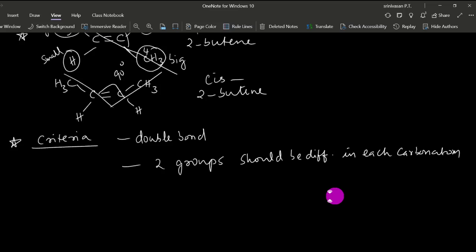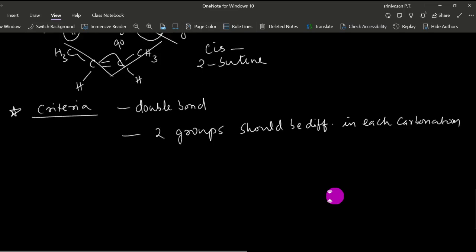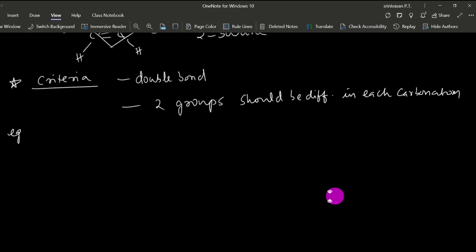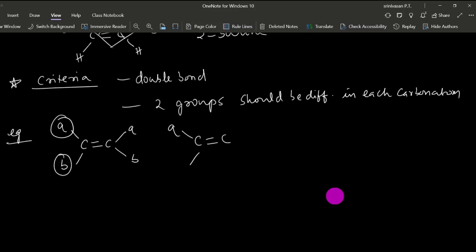What is the meaning of this? For example, I will write it like this. You have C double bond C, all these four groups. These two should be different, and this and this should be different, which means you can have like this, you can also have like this, you can also have like this.